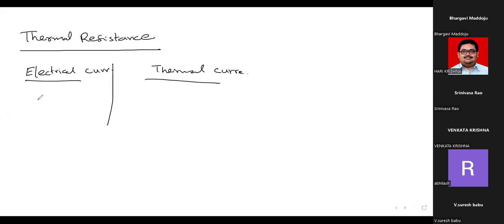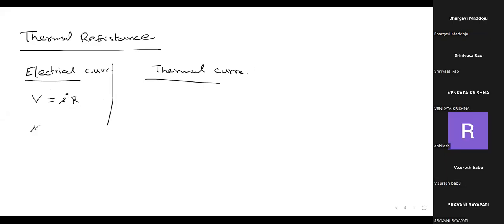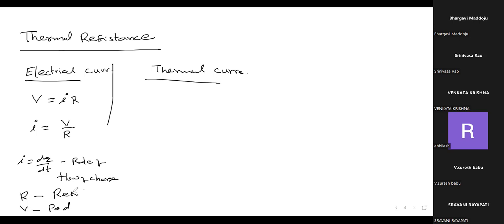In the case of electrical current, the potential difference is defined as V. According to Ohm's law, V equals I times R. I is the rate of flow of charge, otherwise current, dq by dt. So I can be written as V by R, where R is the electrical resistance and V is the potential difference, PD.